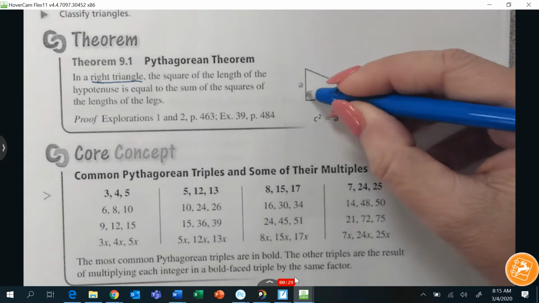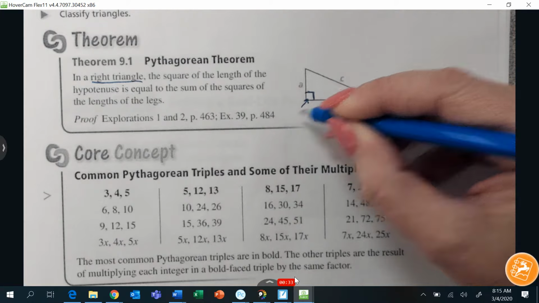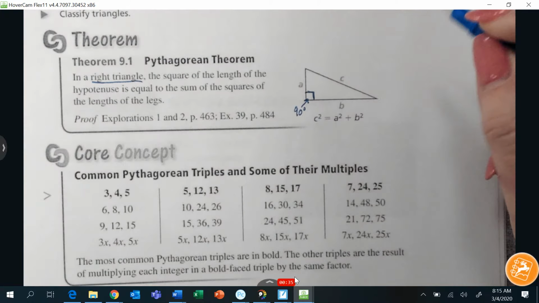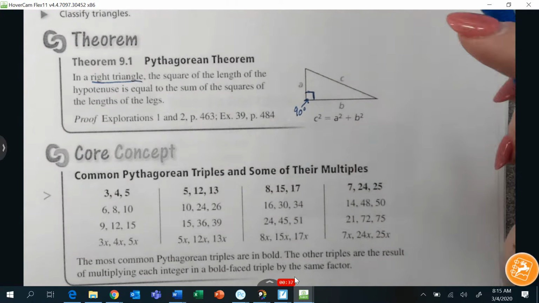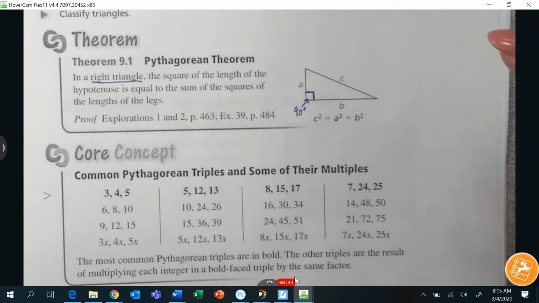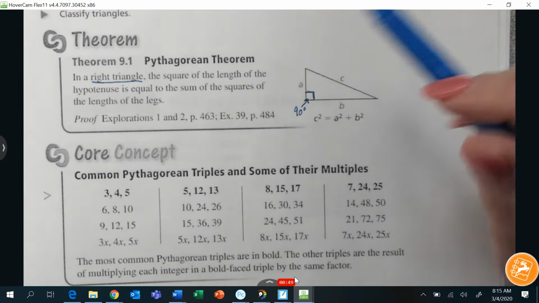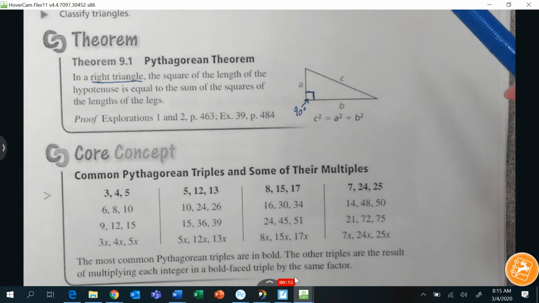If it's marked, or if there is an angle that is 90 degrees, we have a right triangle. Could there be two 90-degree angles in a right triangle? Can there be two 90-degree angles? No, because two 90s makes 180, and how many angles do we need to make 180? 3 of them. Got it.